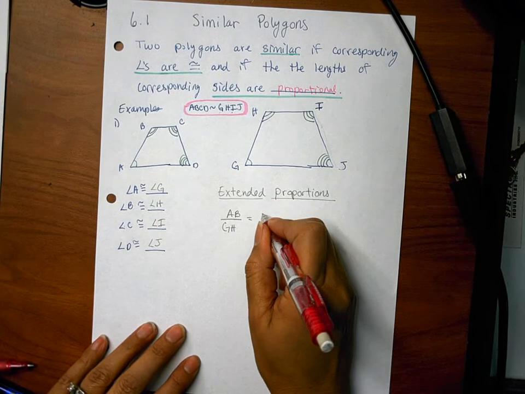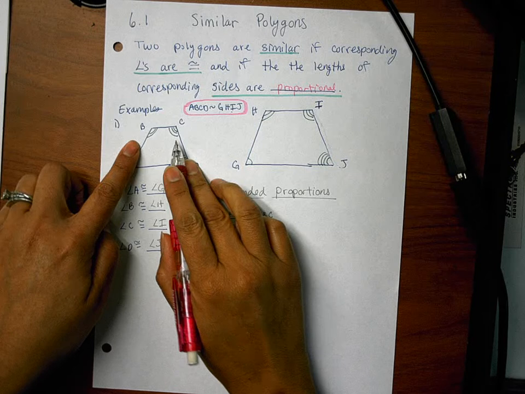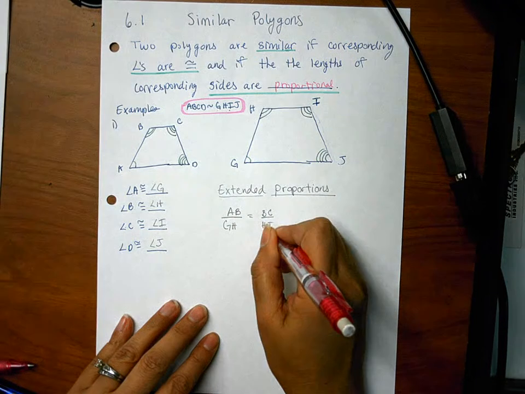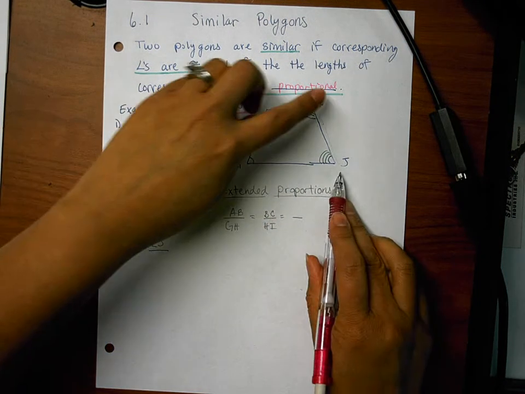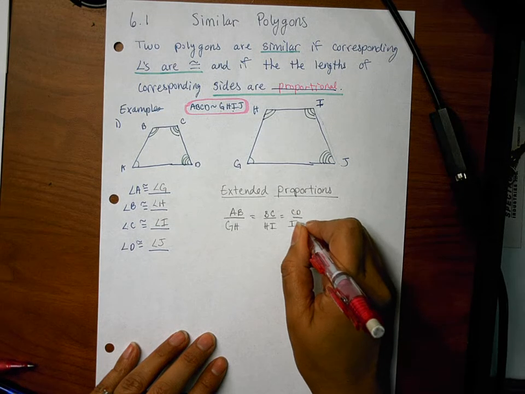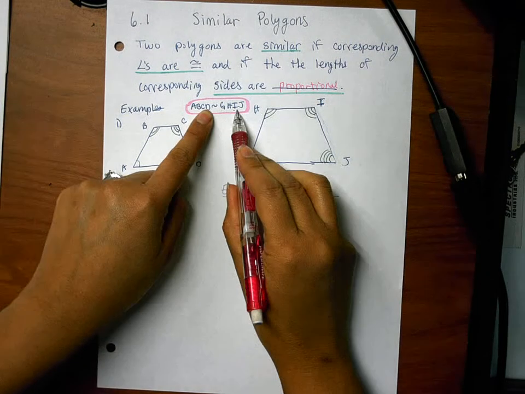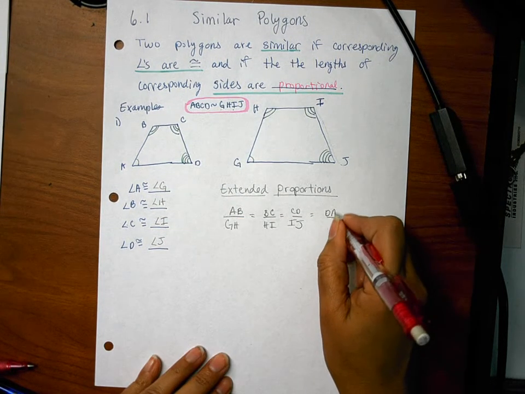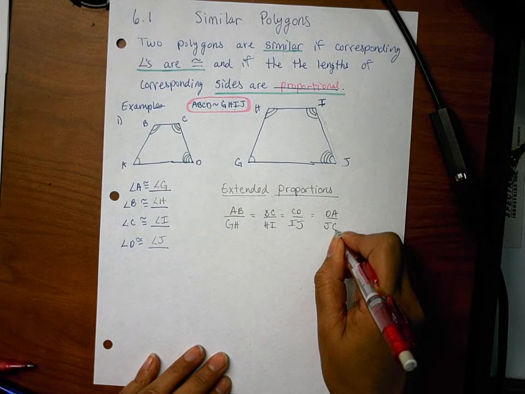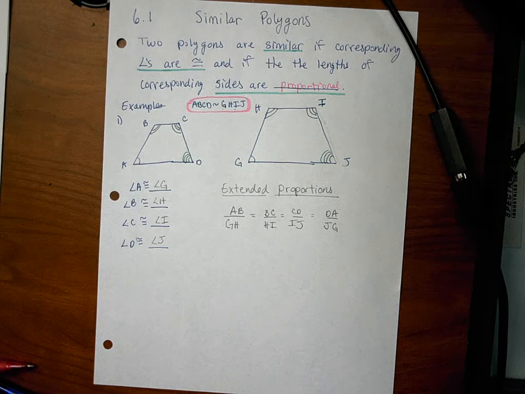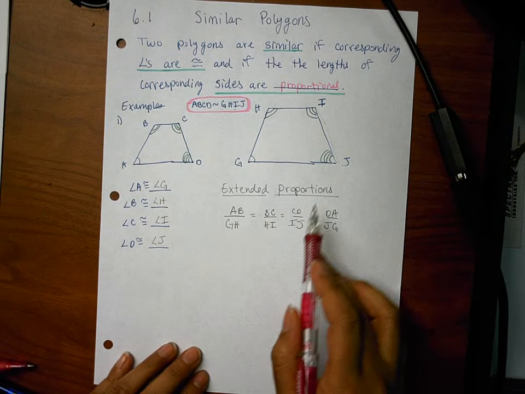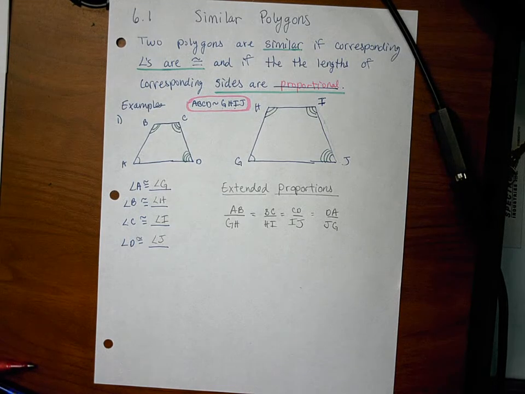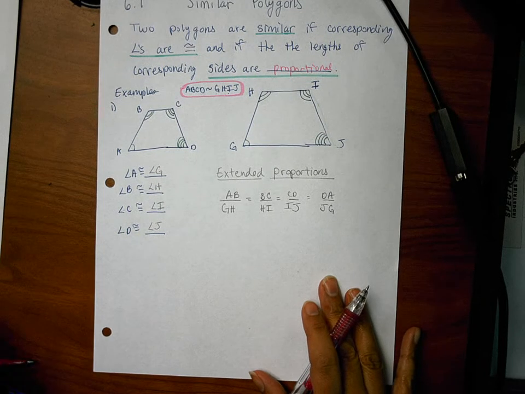So BC corresponds with HI. You can see that here as well, BC, HI. And that will be equal to CD and IJ, the last two, which will be equal to DA and JG. And you can see that here as well, DA and JG. All right. Those are your extended proportions.